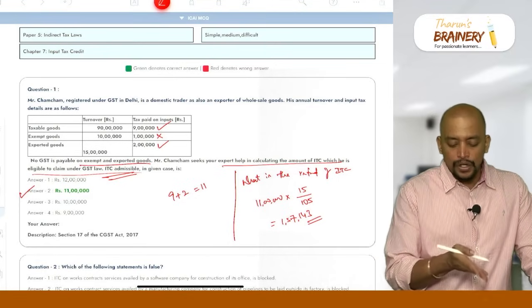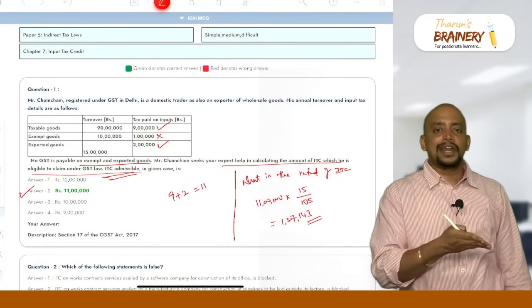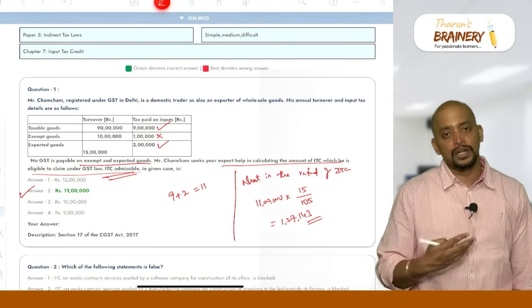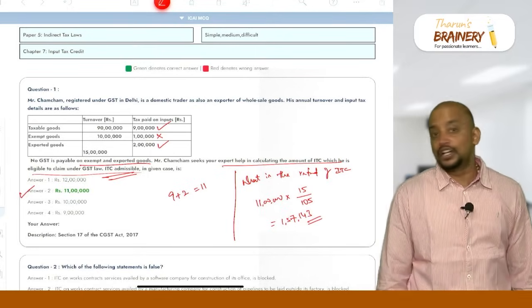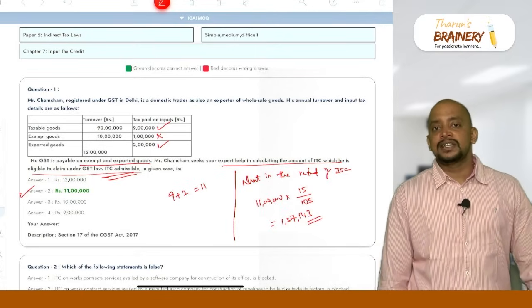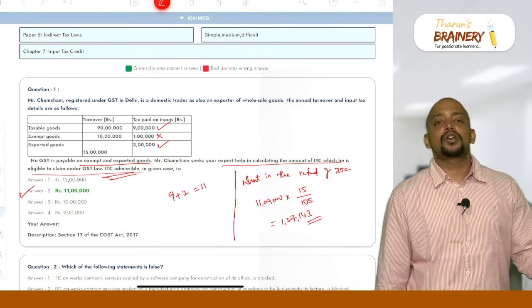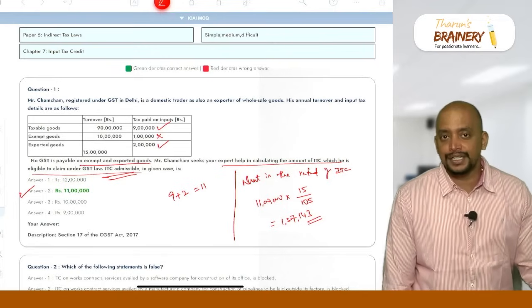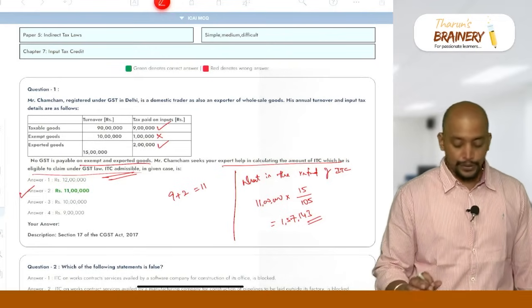But sir, clearly we know how much of the input is used in export, how much is used in taxable. So can't we get that exactly? No. So refund of ITC is always based on a formula, net ITC into zero rated turnover divided by adjusted turnover, due to that reason.